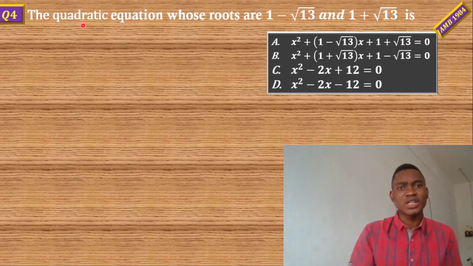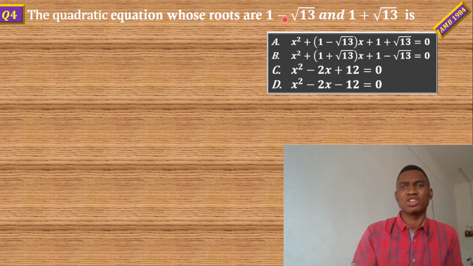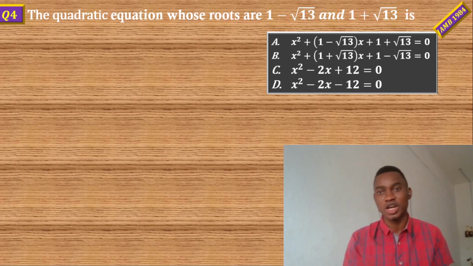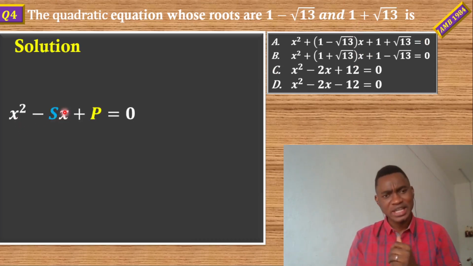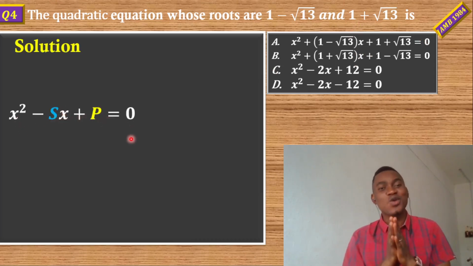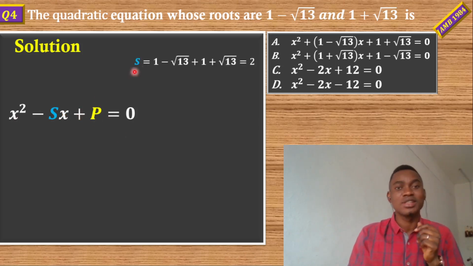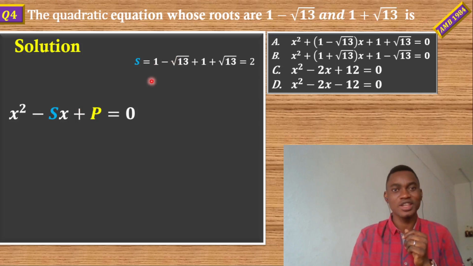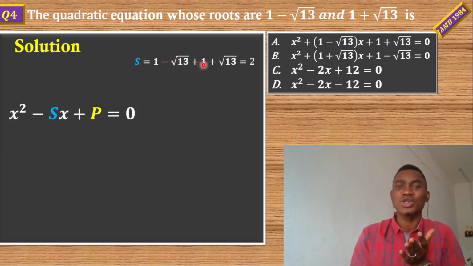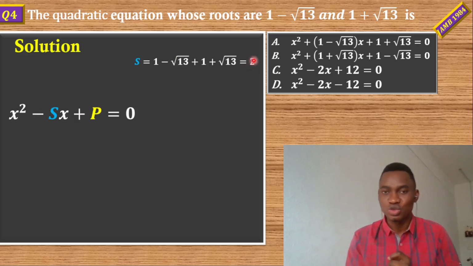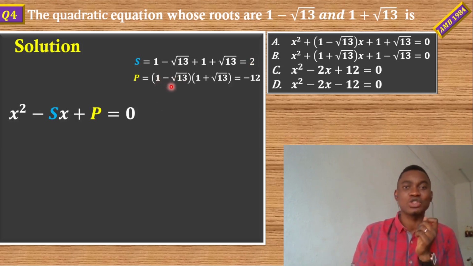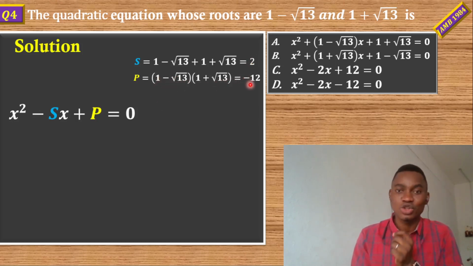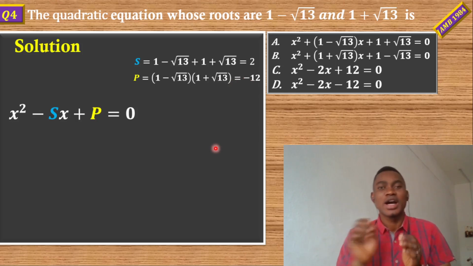Question 4. The quadratic equation whose roots are 1 minus root 13 and 1 plus root 13 is dash. Here are the options, and this is from JAM 1984. Okay, let's look at the solution. x squared minus sx plus p equal to 0 is the quadratic equation, where s is the sum of the given roots, which is 1 minus root 13 plus 1 plus root 13, and that returns 2, and p is the product of the roots, which is 1 minus root 13 times 1 plus root 13, and that returns minus 12. You can pause the video and do the arithmetic.